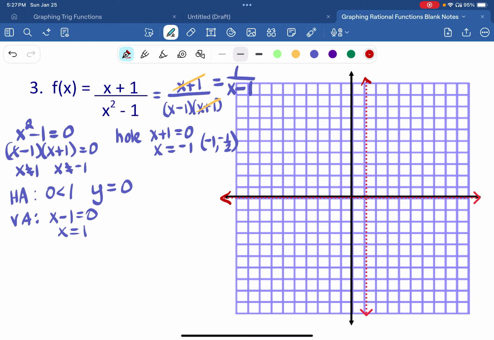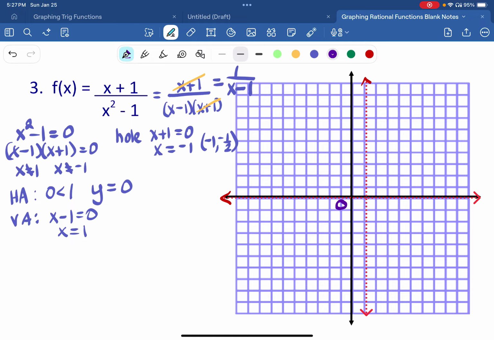All right, and now we can graph our function. I might change the color so you can see it better on the graph. So now we know that we have a hole at -1, -1/2. I'm going to go ahead and put that there. So we're going to do -1 and -1/2. I'll put a hole right there.